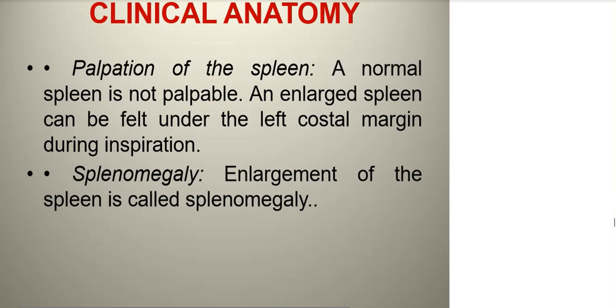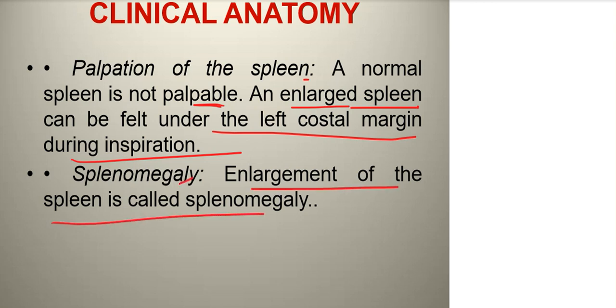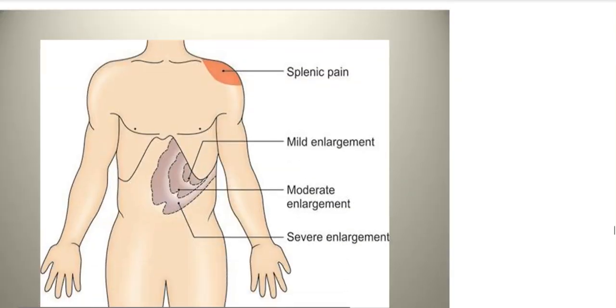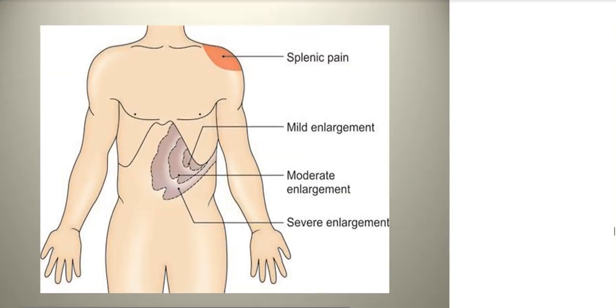Clinical anatomy, palpation of spleen. Normally, spleen is not palpable, but in an enlarged spleen, we can palpate under the left costal margin during inspiration. Splenomegaly means enlargement of spleen. In this image we can see the enlargement of spleen.